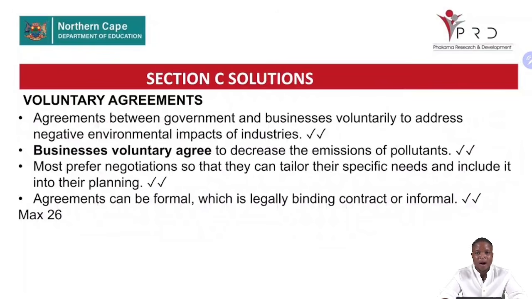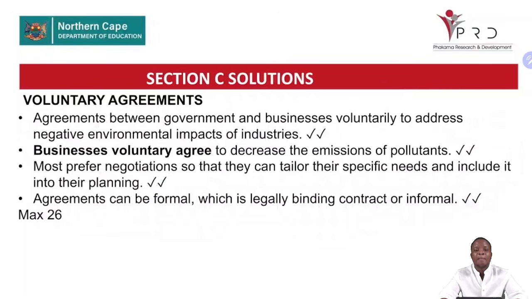That's why you find NGOs coming in to take care of the environment, because they are voluntarily agreeing to do that. Businesses voluntarily agree to decrease emission of pollutants. Most prefer negotiations so that they can tailor their specific needs and include them into their own planning. So it's better when they are negotiating and they can plan better instead of being forced to. Agreements can be formal, which is a legally binding contract, or it can be informal.